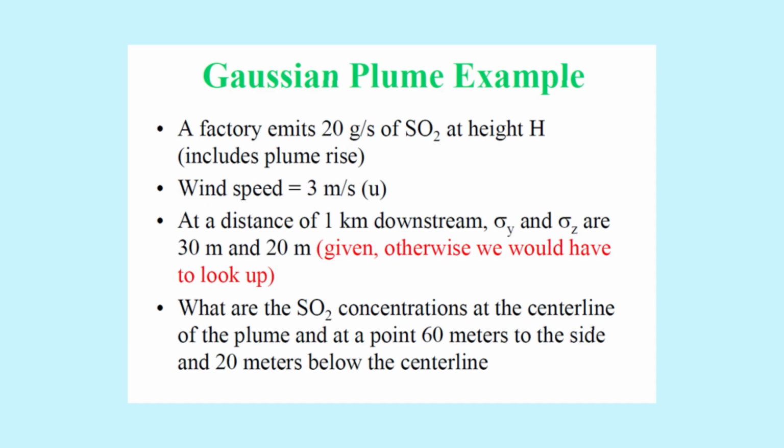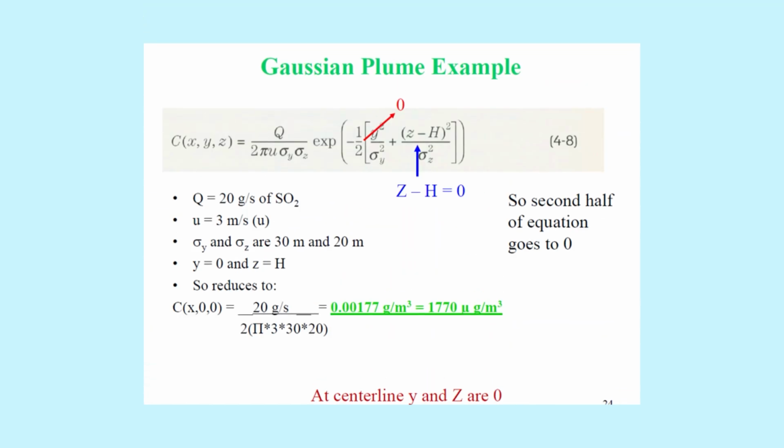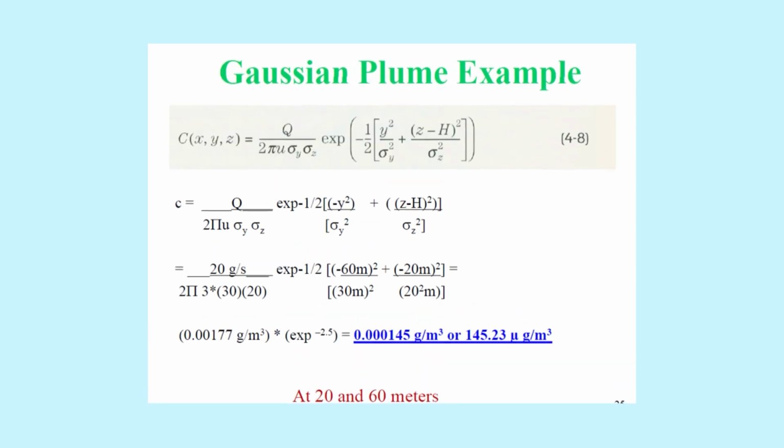So what are the SO2 concentrations? This is the question. What are the SO2 concentrations at the center line of the plume, and at a point 60 meters to the side and 20 meters below the center line? So the concentration at the center line is also required, and 60 meters to the side and 20 meters below the center line. So here are the values, and you apply them here, and you try to calculate it at 60 and 20 meters, and you get the values here.